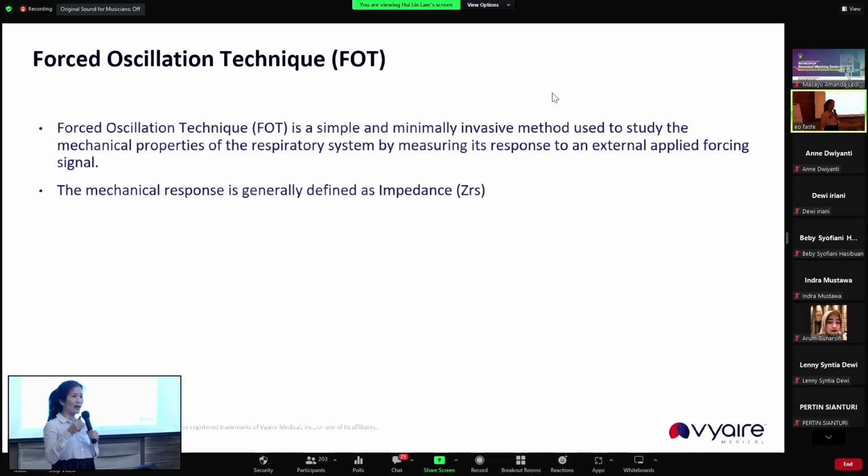So it's like giving a sound signal, or oscillation signal, to the patient, and then it will assess the patient's lung compliance, lung mechanics, and from there you see how much pressure you are giving to the patient and what effect it has on the compliance. So this mechanical response is what we call impedance.